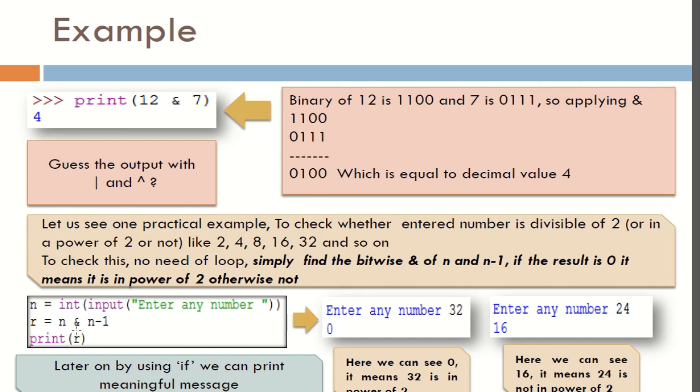Okay, so 32 and 32 minus 1 means 32 and what? 31. So the 32 value and the 31 value will be ANDed. So you will get what? Here you can see 0, it means 32 is a power of 2, and here you can see 16, it means 24 is not a power of what? 2. So this is the example you could see of this.